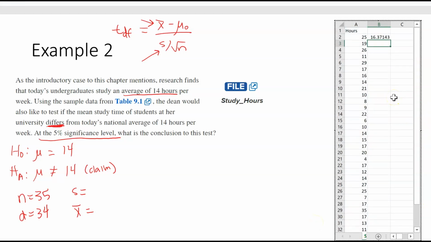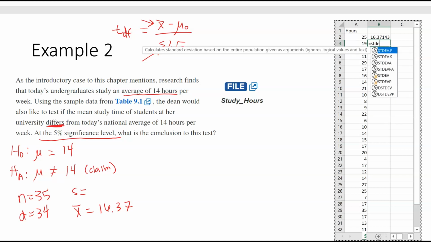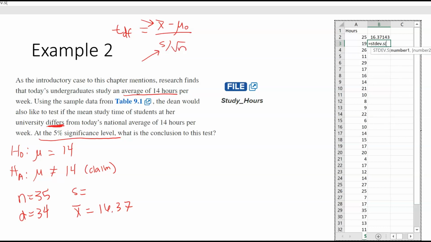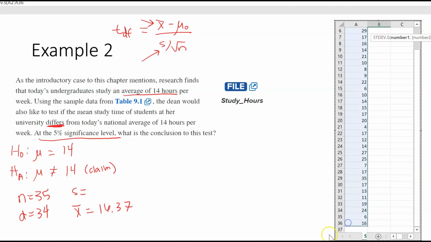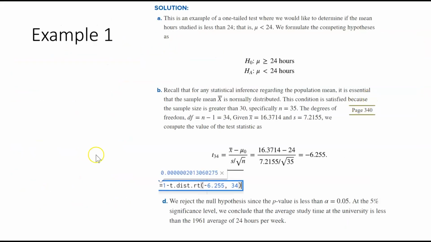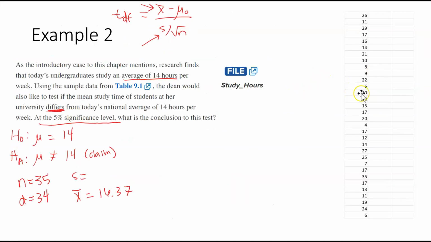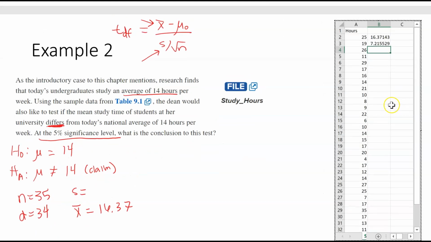And we get our x bar is 16.37. And we get our sample standard deviation, let's scroll back up, 7.22. And I'm just going to go ahead and calculate it right in here so you can see.